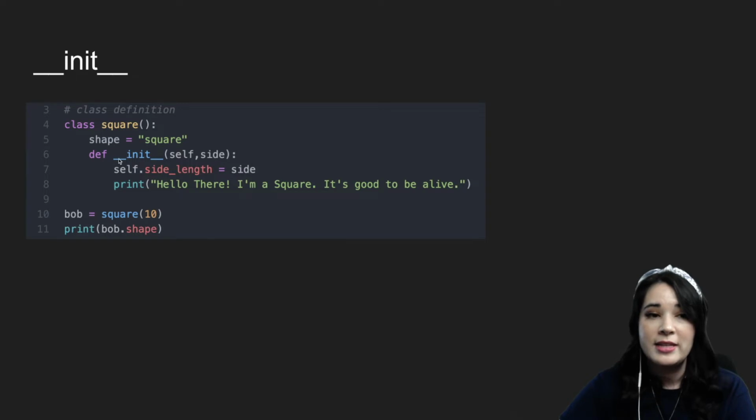So looking at this init function, it looks a lot like a regular function definition, except for the fact that it has weird 2 underscores at the beginning and end. Now it takes in 2 arguments, self and side. Side seems pretty self-explanatory. It's just the length of the side of the square. The self argument, that's an entirely different thing.